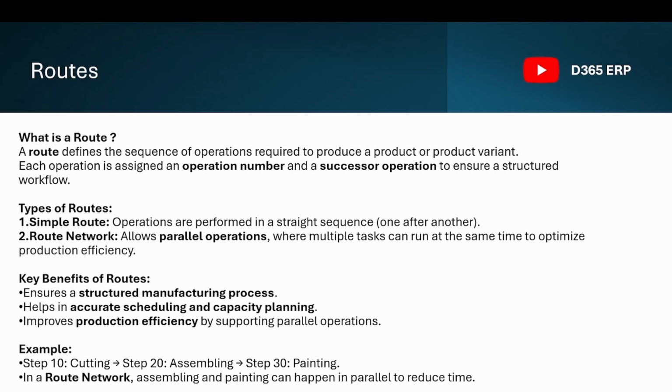The key benefits of a route: it ensures a structured manufacturing process, since you already define in the system how the production is going to happen. It helps accurate scheduling and capacity planning, and it improves production efficiency by supporting parallel operations. In Dynamics you can run 20 operations in parallel at the same time. An example: cutting is step 10, step 20 is assembling, and step 30 is painting, or we can take it as packing. It's just an example. In the route network, assembly and painting can happen in parallel to reduce time.